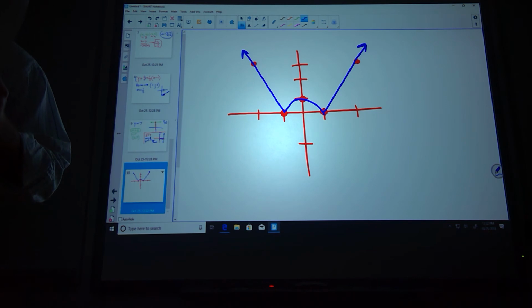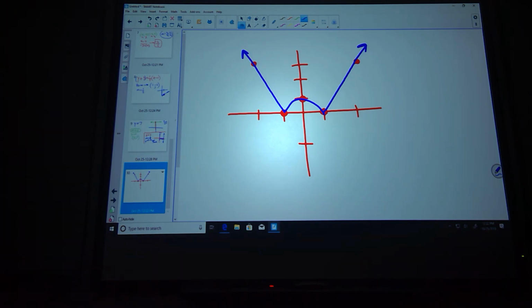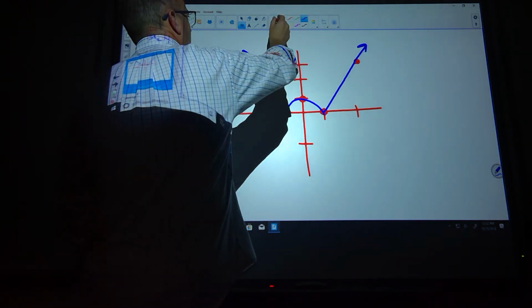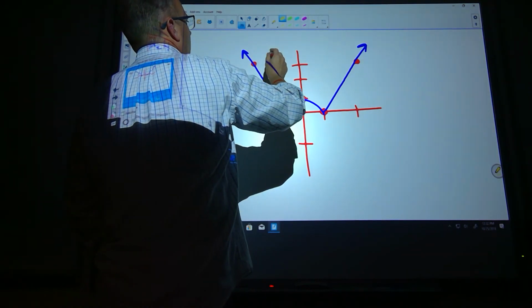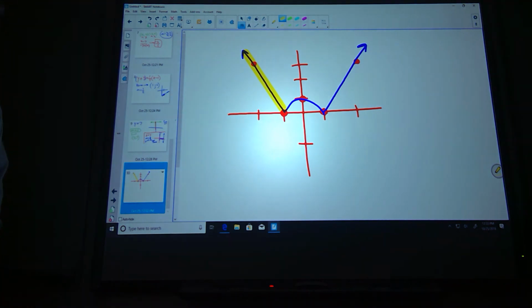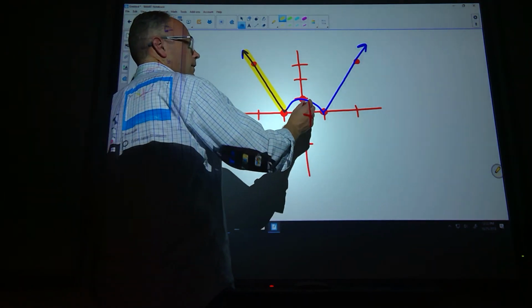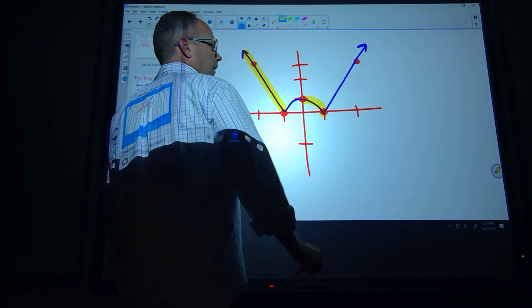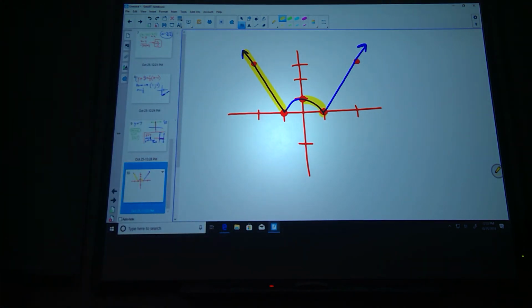So we want to talk about where this graph is decreasing. I'm going to use my highlighter and draw. That's decreasing right there. Is there any other place where it'd be like a slide going down? That one right there, yes. So those two places are where this graph is decreasing. Does that make sense?